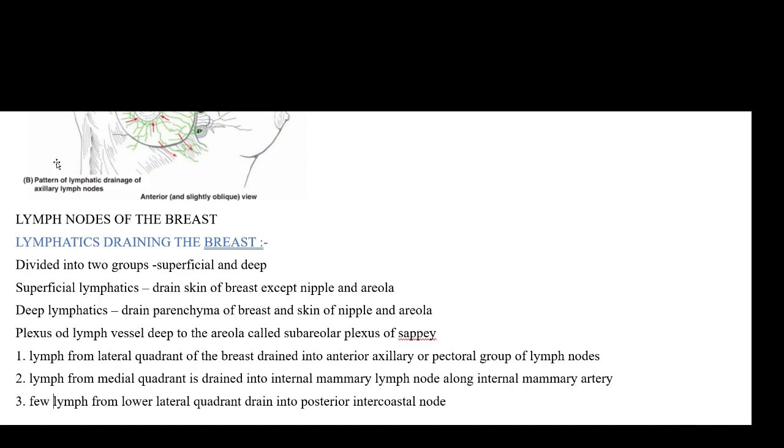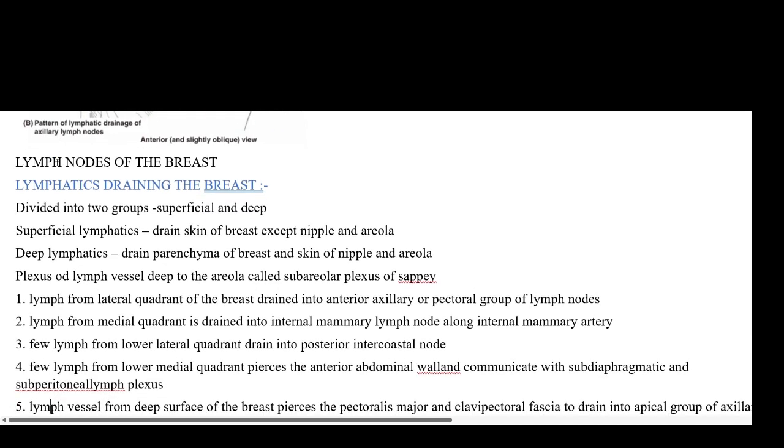And now we will see that we have already divided the breast into four quadrants. Lymph from the upper lateral quadrant or upper medial quadrant is mainly drained into the anterior axillary and the pectoral group of lymph nodes, and lymph from the medial quadrants, both upper medial and lower medial, is mainly drained into the internal mammary lymph nodes, which lie along the internal mammary artery. A few lymph vessels from the lower lateral quadrant drain into the posterior intercostal lymph nodes.